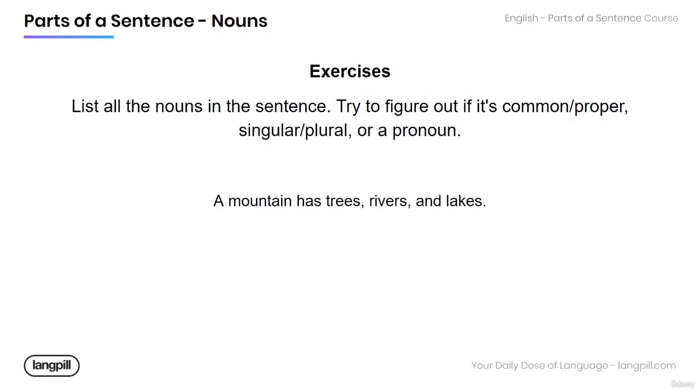So now we have some more exercises. This you can try and do by yourself, hopefully. I encourage it. So go ahead and pause the video, look at the sentence: A mountain has trees, rivers, and lakes, and find the nouns, the proper nouns, common, singular, things like that. Okay, go ahead and pause the video.